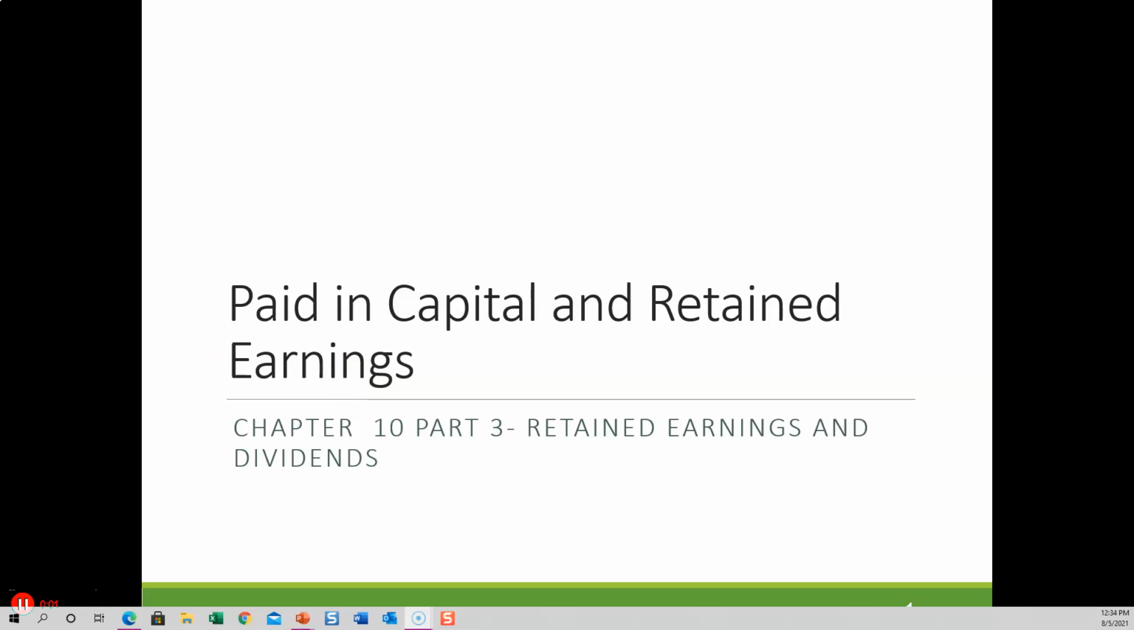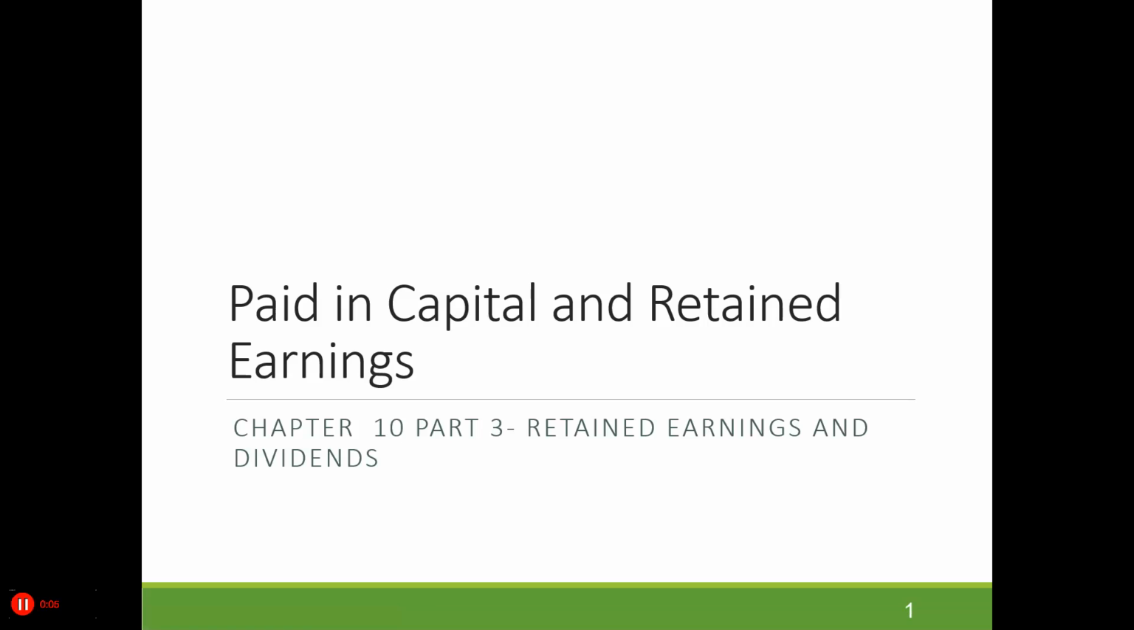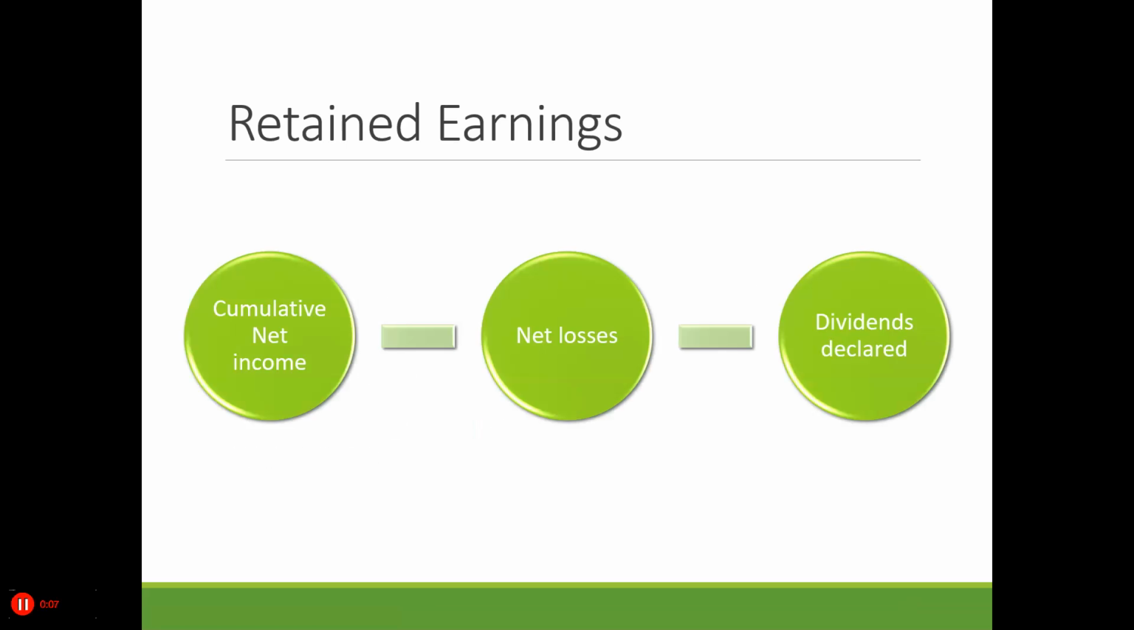This is part 3 for chapter 10, and now we're going to look at retained earnings and dividends. Now, retained earnings equals our cumulative net income minus any losses minus any dividends.